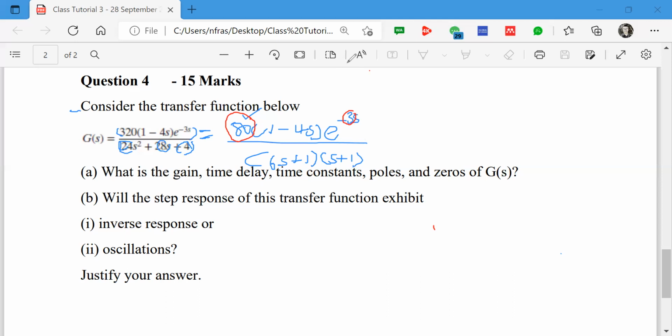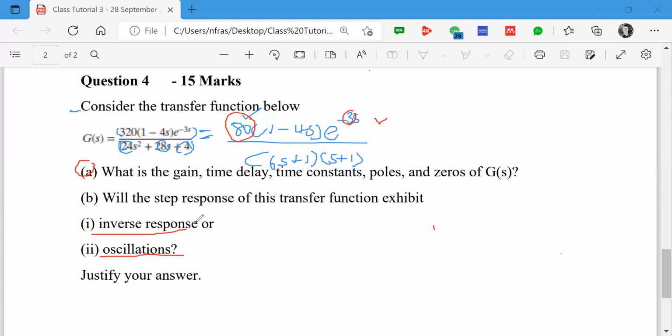All right, so this question is just similar to the one that we did in class in terms of question A. So will the step response of this transfer function exhibit an inverse response or oscillations? And we need to justify that answer. So how will that work? What idea do you have there? Do you have any idea? Just think about it. Will it be inverse response or oscillations?